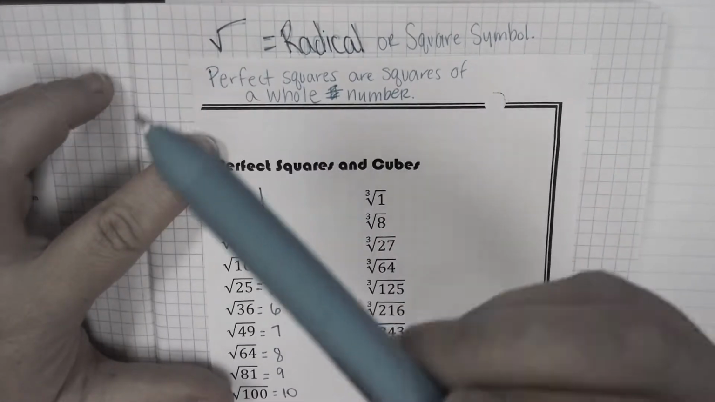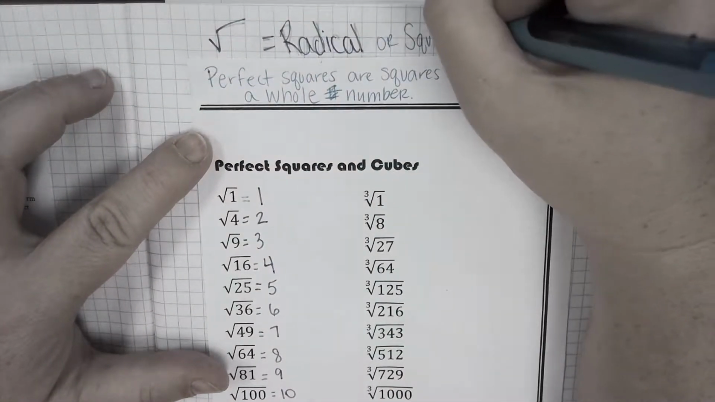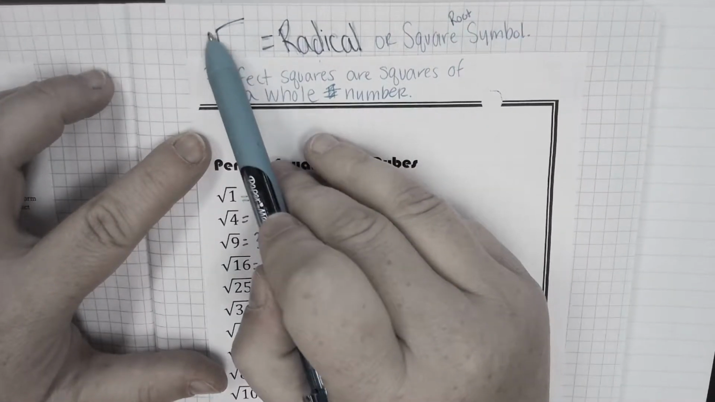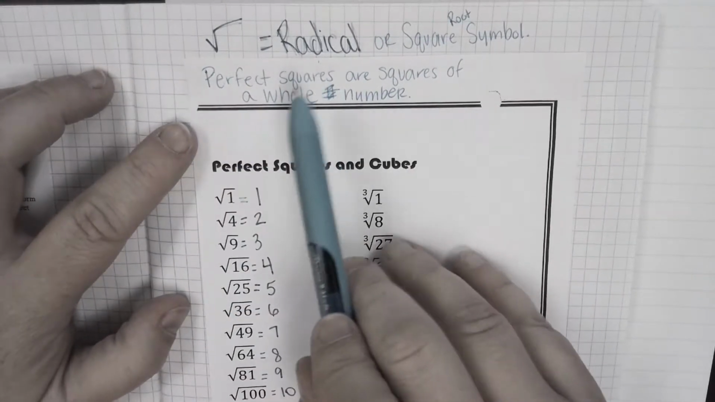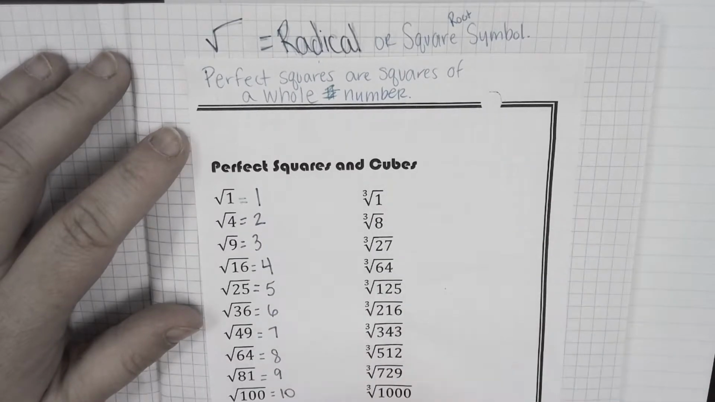First of all, I'll call this a radical or a square root symbol. This little checkbox with a line across the top looks like a check mark with a line across the top. This is a radical. We call them radicals, or we can also call them a square root symbol.